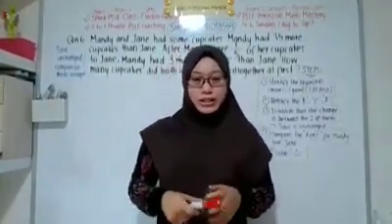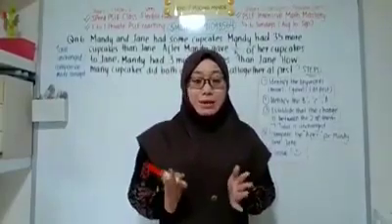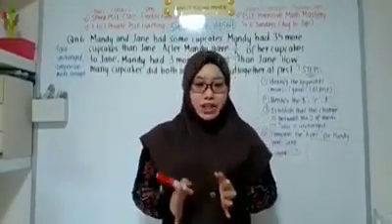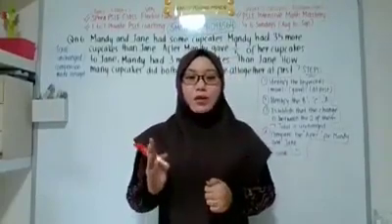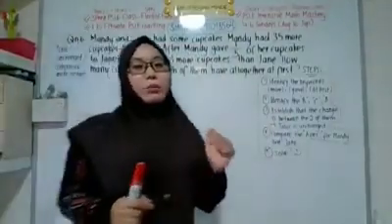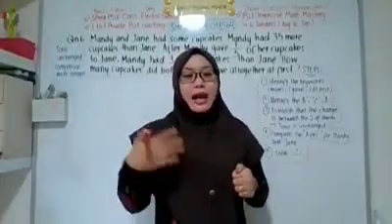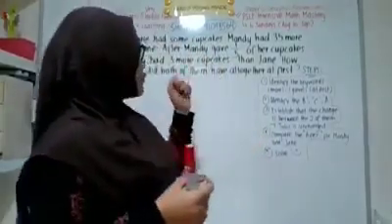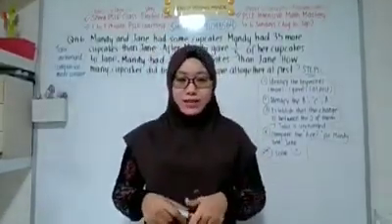Alright, let's read this question. Mandy and Jane had some cupcakes. Mandy had 35 more cupcakes than Jane. After Mandy gave 1/5 of her cupcakes to Jane, Mandy had 3 more cupcakes than Jane. How many cupcakes did both of them have altogether at first?